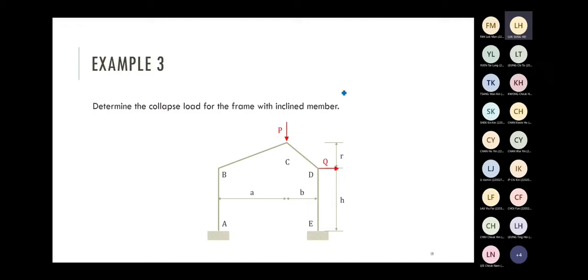You just pick the minimum value to find out P. For frame structures, you just need to consider 3 failure modes: combined mechanism, beam mechanism, and split mechanism, and then compare which loading gives you the minimum value.